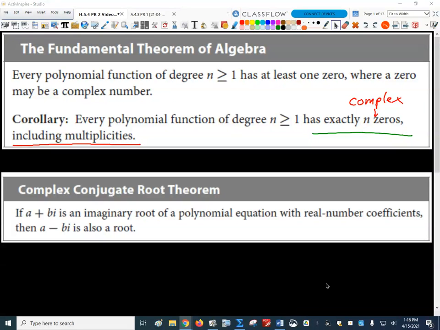Right, so last time we were talking about solving polynomial functions by factoring using the binomial factoring patterns, right?